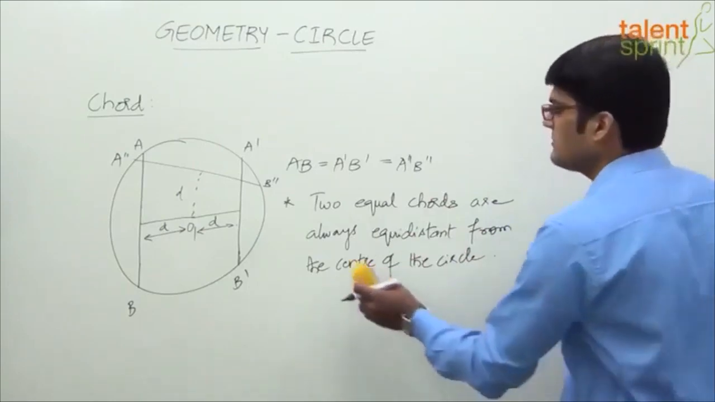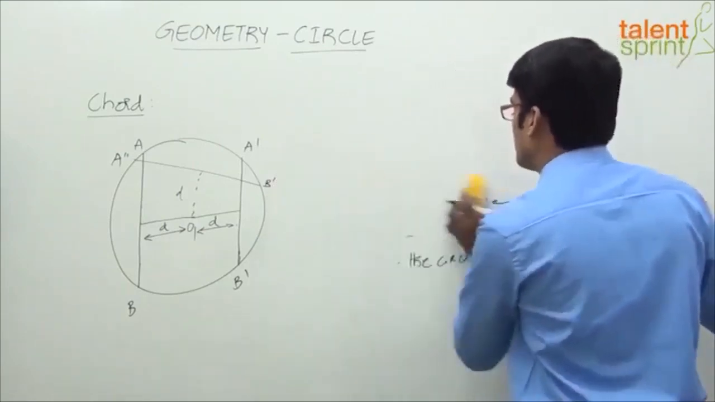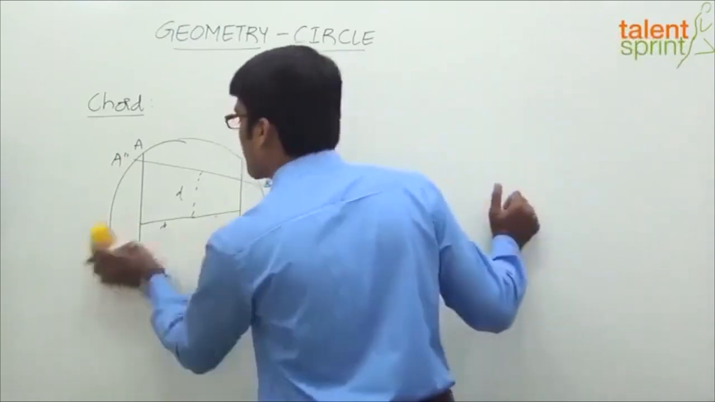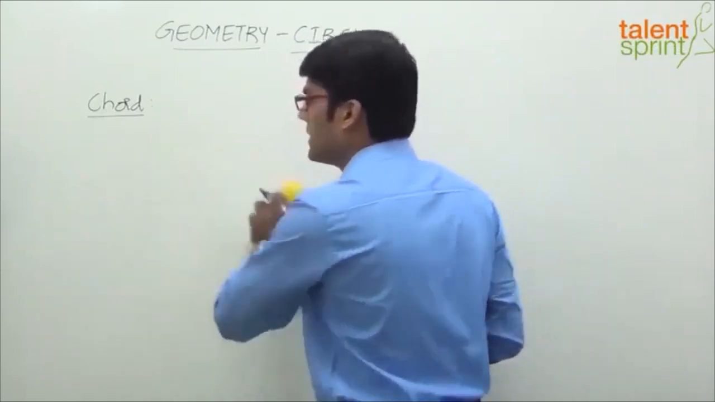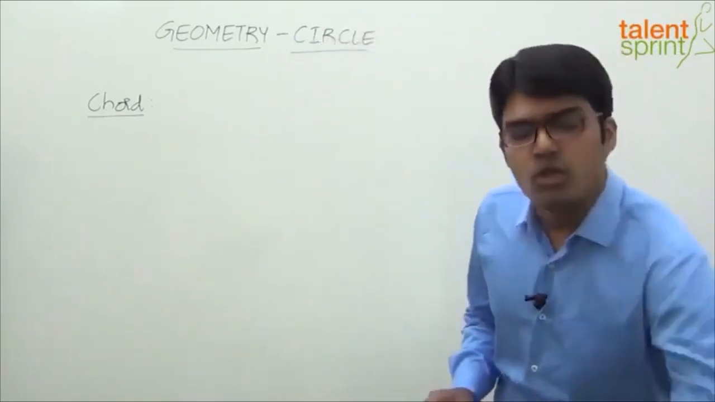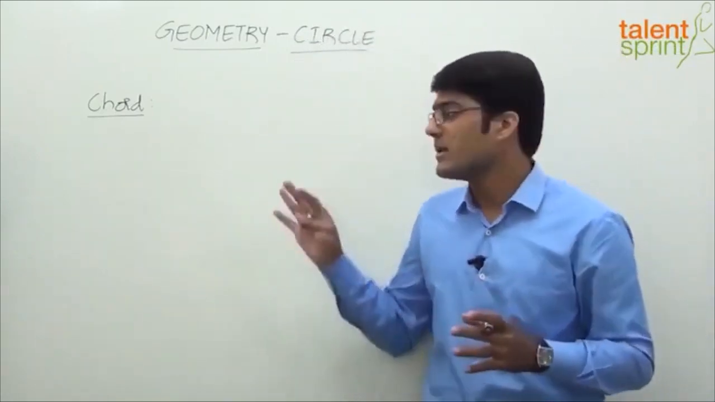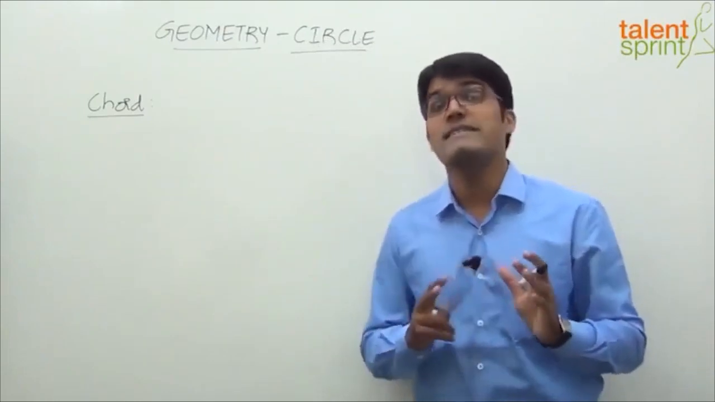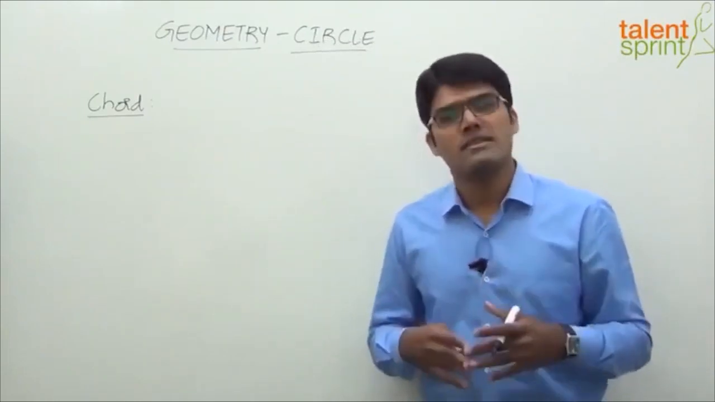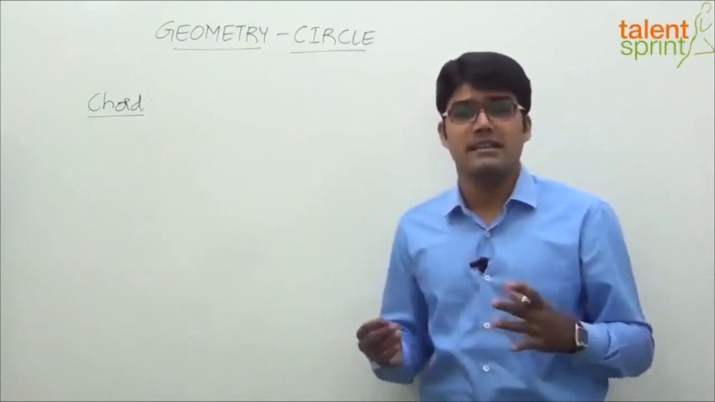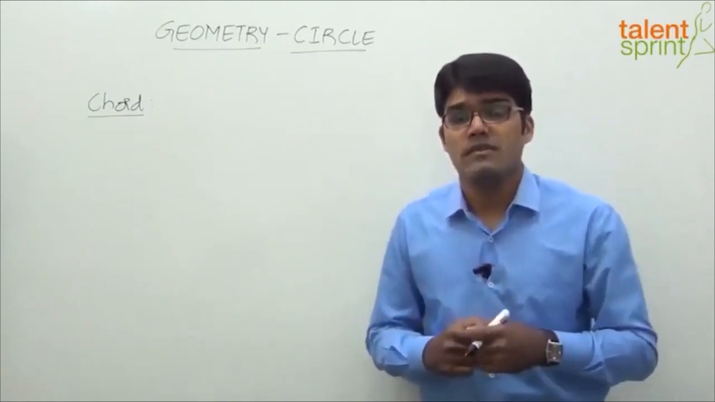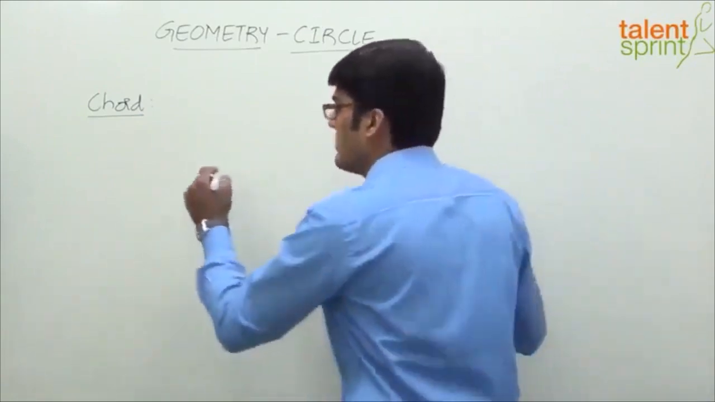Alright. Let's look at the next point, the third property. The third property here is about two intersecting chords. If two chords of a circle intersect at a point internally or externally, then there is a very important property which can be observed. So let me explain this to you with the help of a diagram.